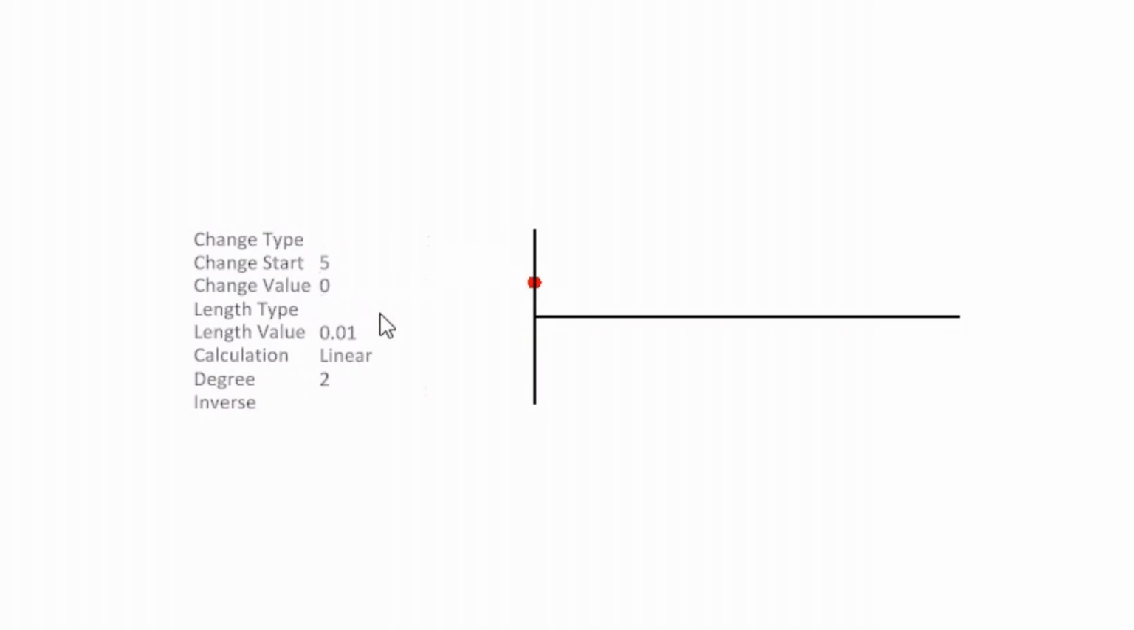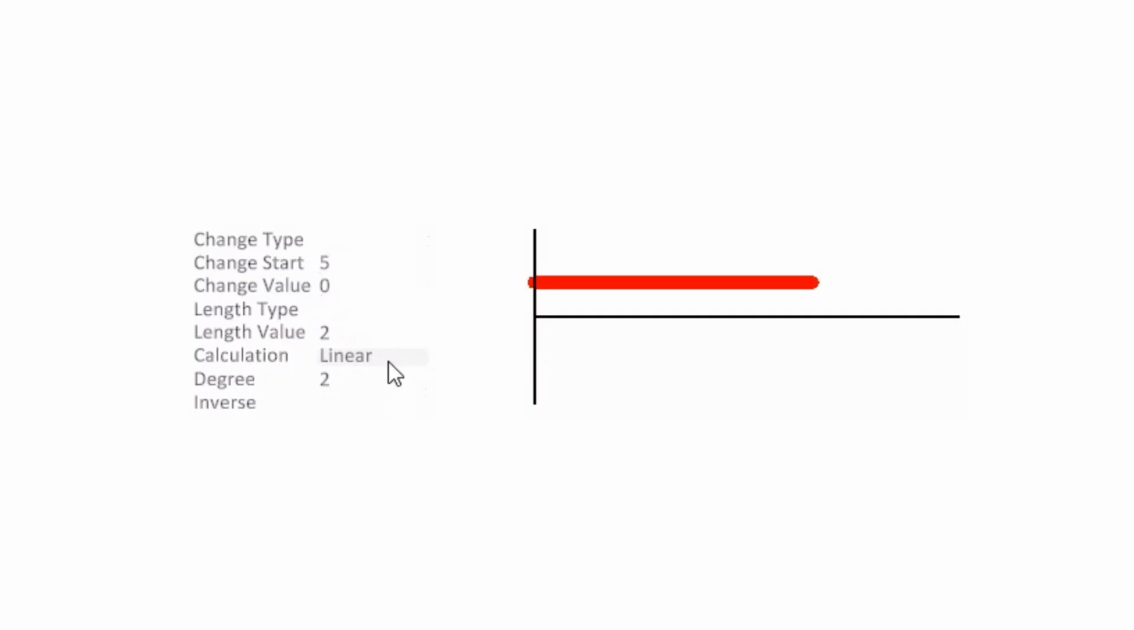The length type determines how the function output changes over the x-axis. This can include time and distance, for instance. The length value determines how long the function runs. The calculation determines how the output changes over the distance.